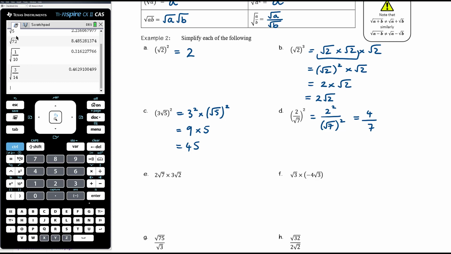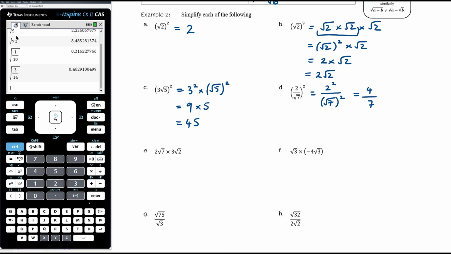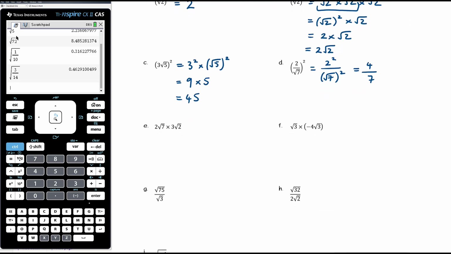Okay, E, 2 root 7 times 3 root 2. A couple of things to look at here. So first of all, 2 root 7 means 2 times root 7. And then we're multiplying that by 3 root 2. Remember, 3 root 2 just means 3 times root 2. So all we have here is multiplication. 4 different things being multiplied together.